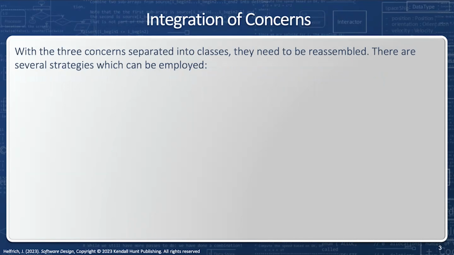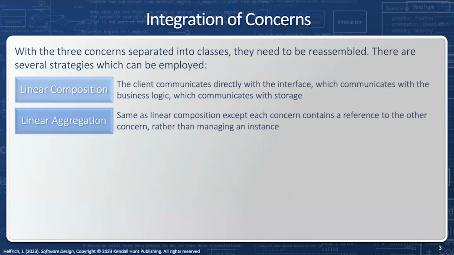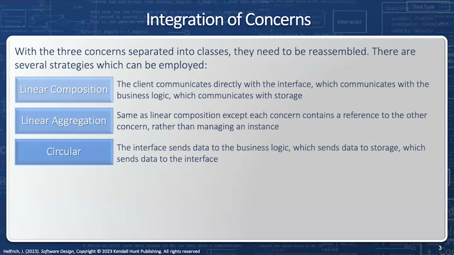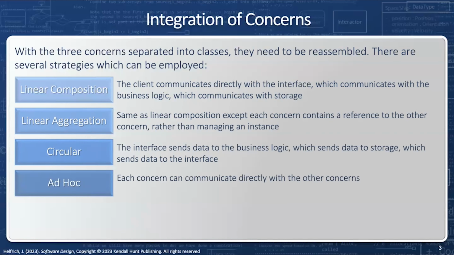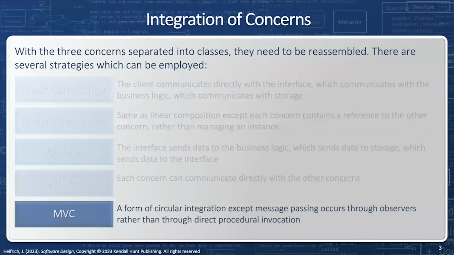Now, there are lots of different ways we can integrate the different concerns. One of them is called linear composition, where the interface has an instance of the business logic, which has an instance of the storage. Linear aggregation, where the interface has a reference to the business logic, which then has a reference to the storage. Circular, where the interface sends data to business logic, which sends data to storage, which then sends data to the interface. Ad hoc, where basically everyone communicates with everyone directly. And then finally, there's the model view controller. The model view controller is a type of circular, except there are some important modifications. And we're going to talk about that here today.